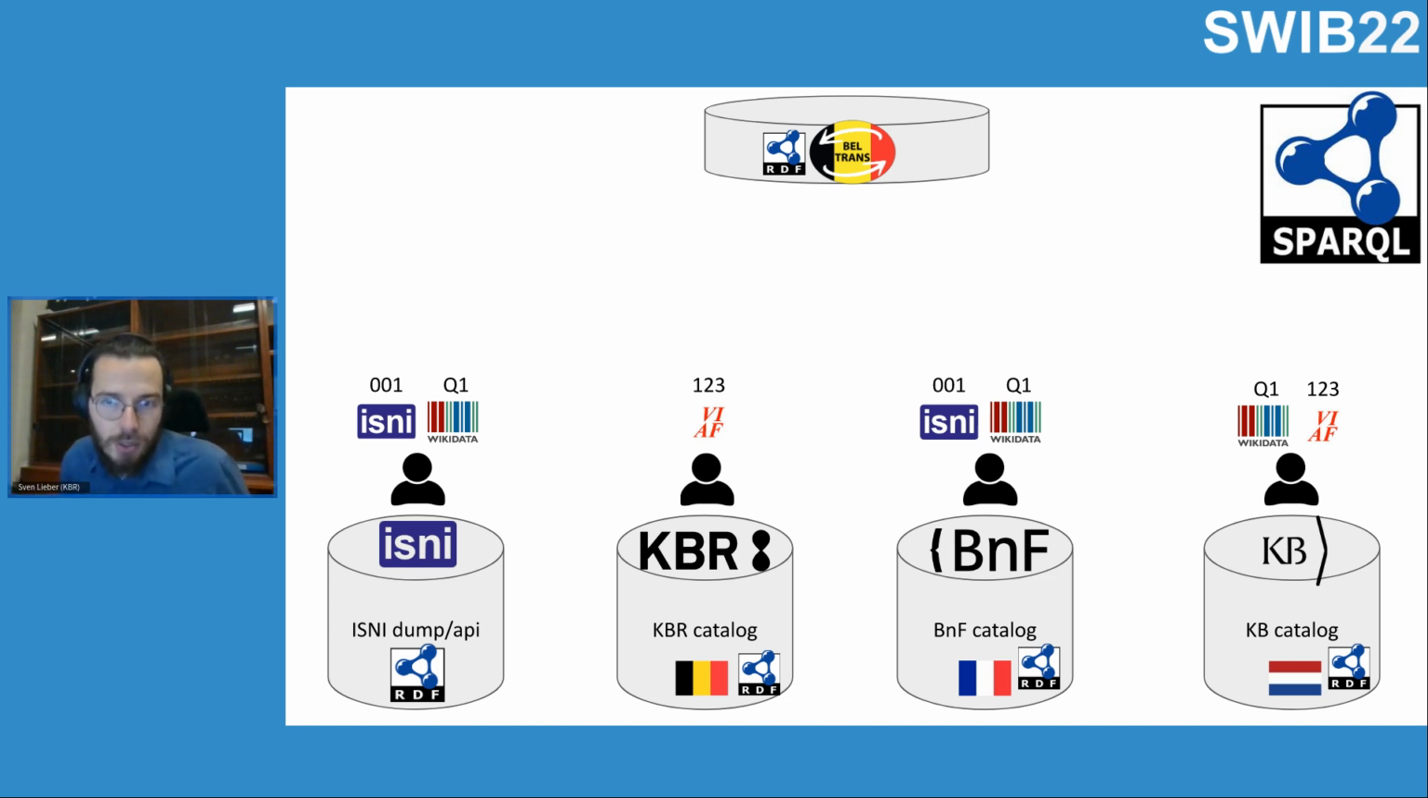So we see here four data sources from different national libraries, for instance, or the ISNI registration agency. And these are all dumps, which we mapped to RDF representations. And in this example, there are these four persons, which are actually all the same. But as you see, each data source provides different types of identifiers. We represented each of these data sources in a different named graph within our RDF database.